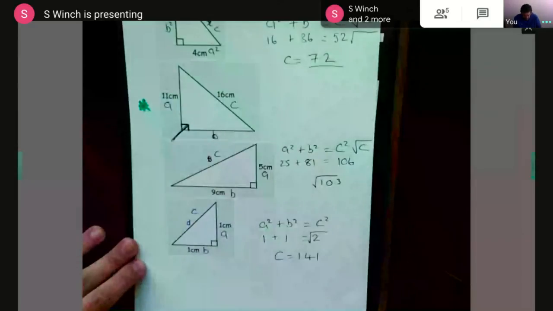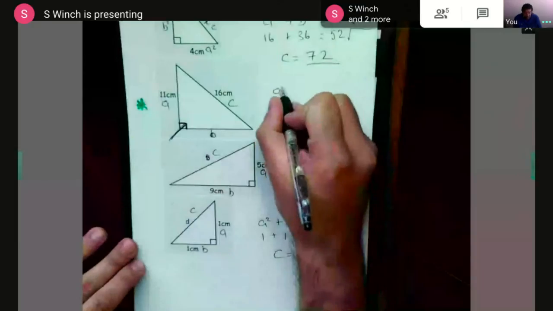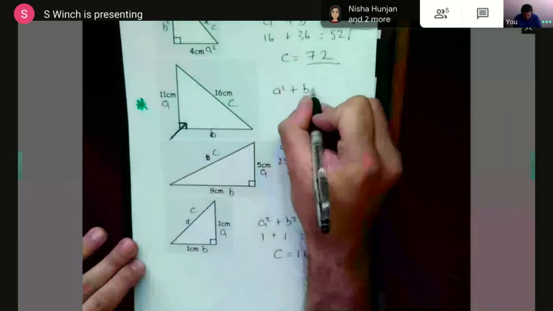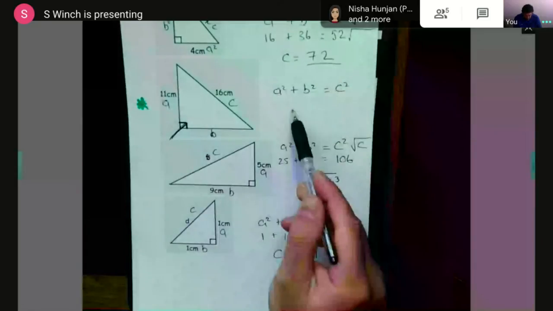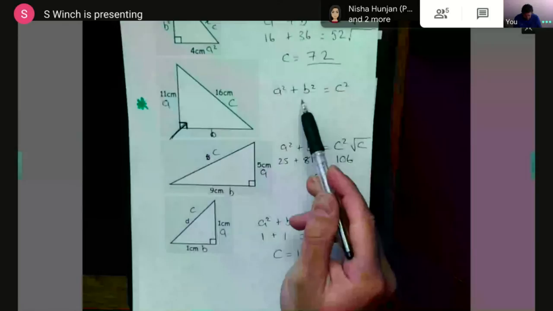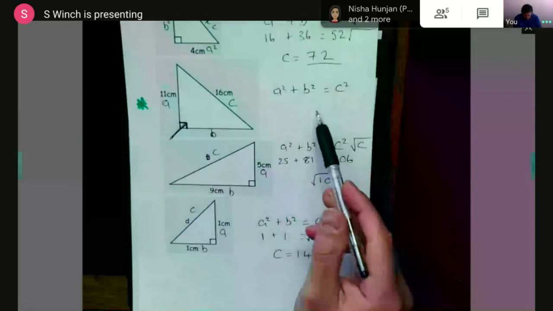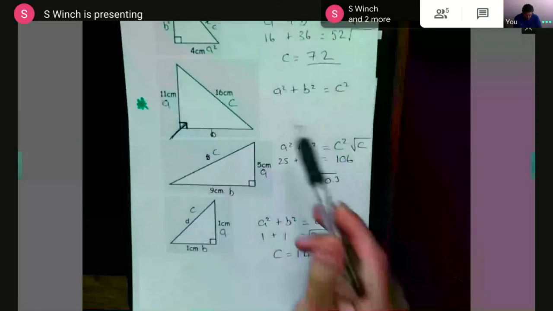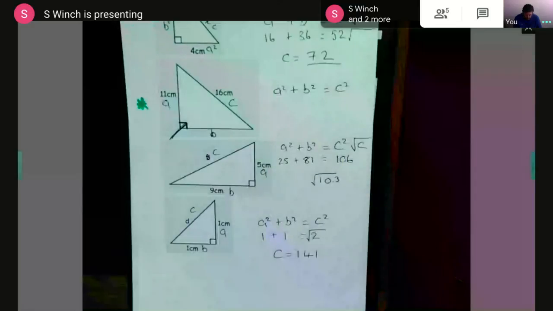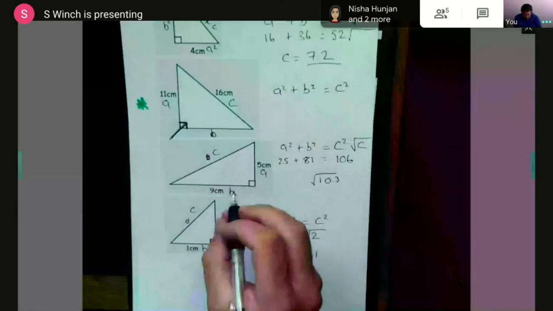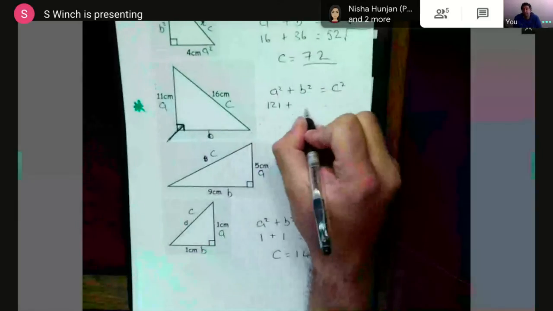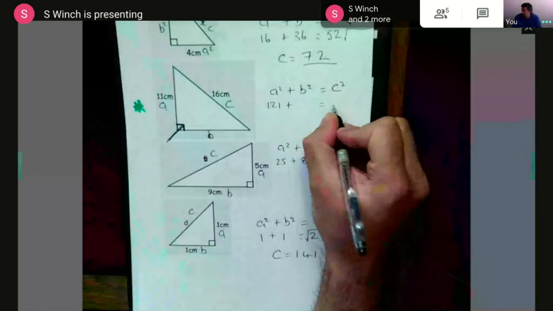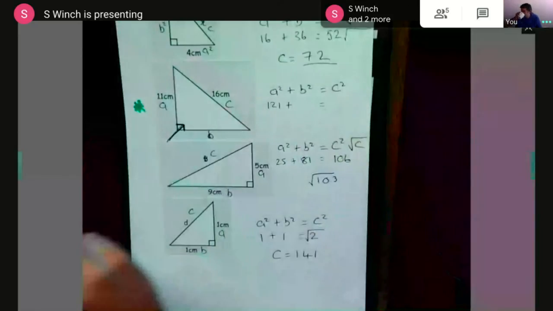So now it's slightly different in terms of how we're going to write the question. In terms of A squared plus B squared, well, we don't know what B squared is. That's what we're going to have to actually work out. But we do know what C squared is, and we do know what A squared is. So if we fill them in, of course, 11 squared is 121. And C squared, which if I use my calculator, I should know off the top of my head, is 256.